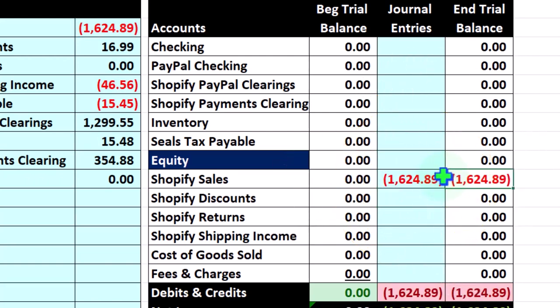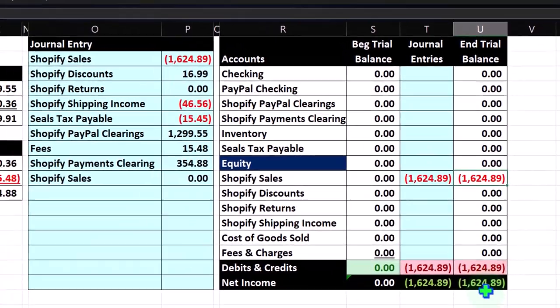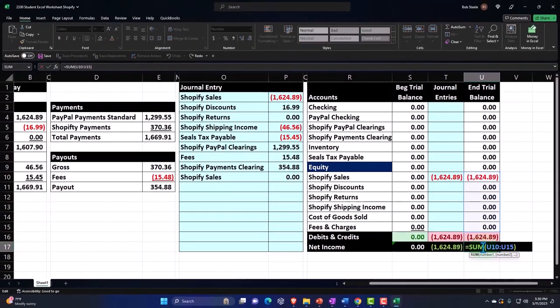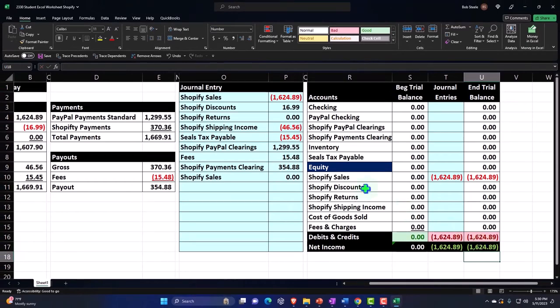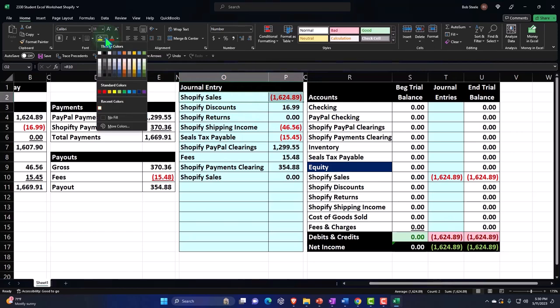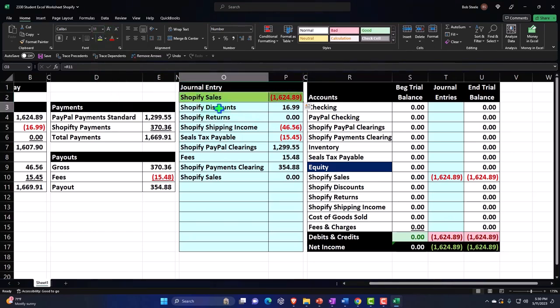1624.89. And so there's that. Remember, that's a revenue, by the way. You can see it's green down here, even though it's a negative number, because we're talking debits and credits here. And then let's do this one at a time. I'll make this, that's done. I'll make it green just so we can see what we're doing. I sometimes do this with long journal entries.